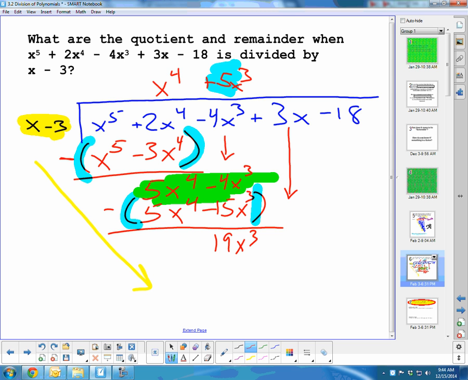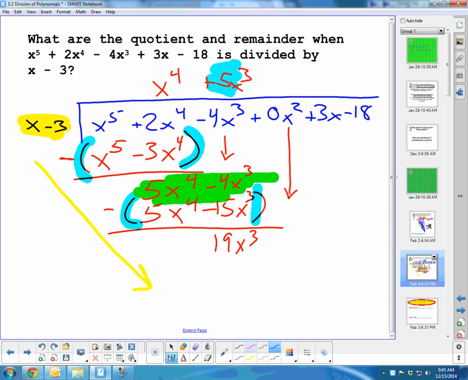Now, what I notice here is, oh, I'm missing some stuff. I go from a term of 4x cubed to a 3x, so I'm missing a term. There's no squared term in there. So what I really need to do is erase this, put in a 0x squared, then plus 3x, and minus 18.